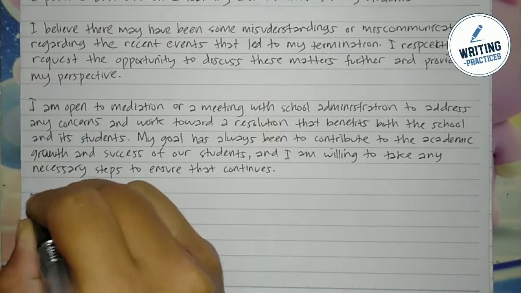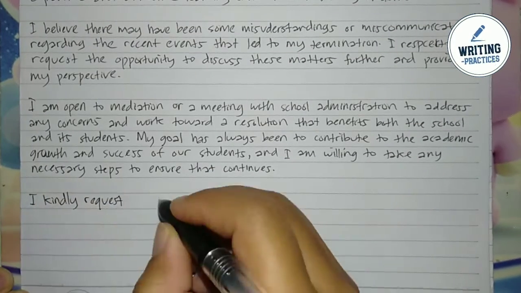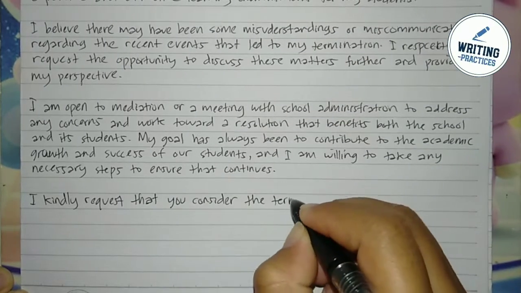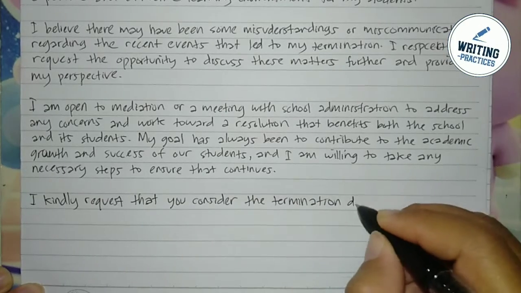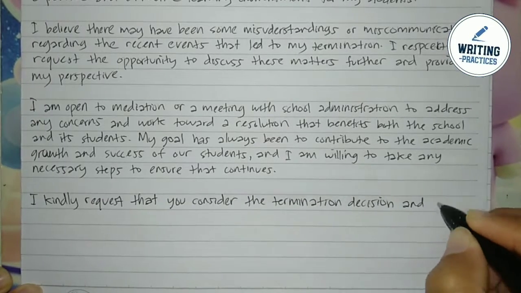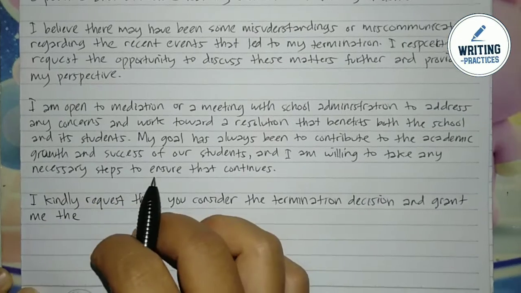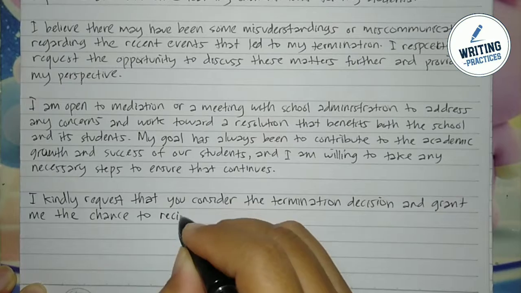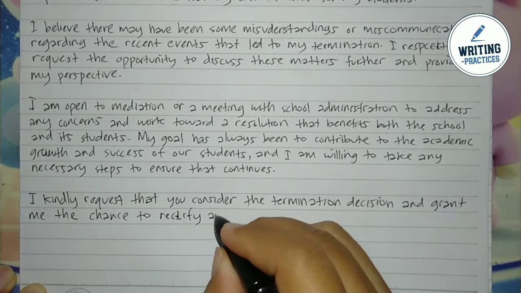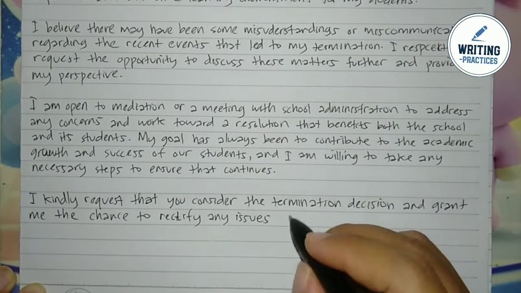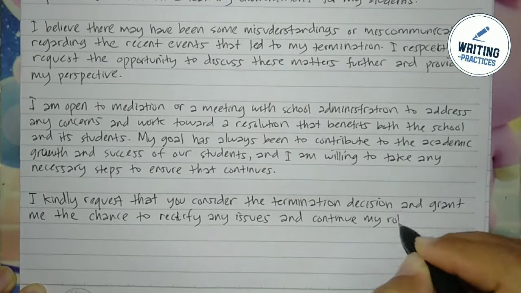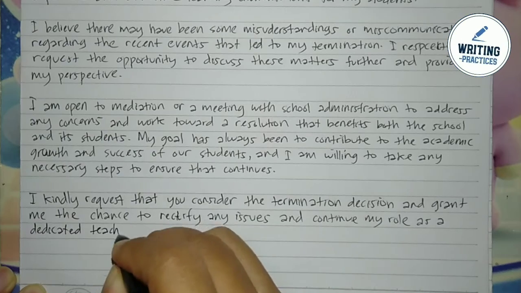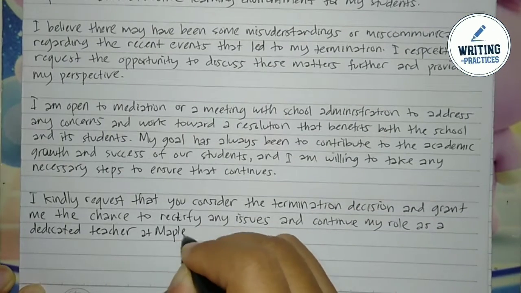And in the fifth paragraph, this is where you write your appeal for reconsideration. This is the critical part of the letter, where you make a formal appeal for the reconsideration of the termination. Therefore, you need to really pay attention to this. You may write something like, I kindly request that you reconsider the termination decision, and grant me the chance to rectify any issues, and continue my role as a dedicated teacher at Maplewood High School. If you are not sure you can write a better paragraph than this, it is just fine to use this one.